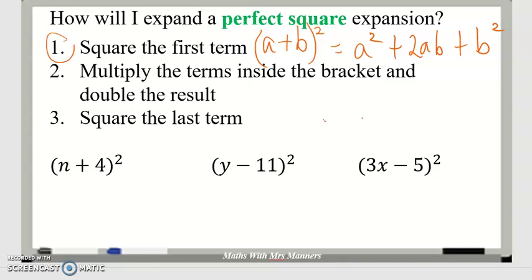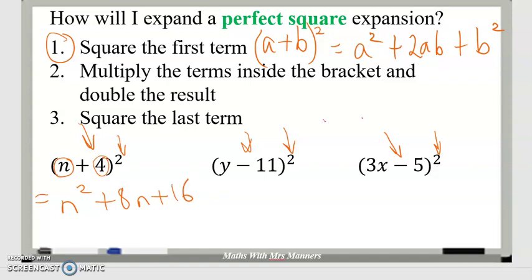So let's do that. Let's square the first term. So here I've got n plus 4 all squared. You can see they all look like perfect squares. A bracket to the power of 2, a bracket to the power of 2, a bracket to the power of 2. So square the first term. Now, this is the hard bit, times them together. That's 4n, and double 4n is 8n. And then I'm going to square the last term, which is 16. Done. Fairly quick.